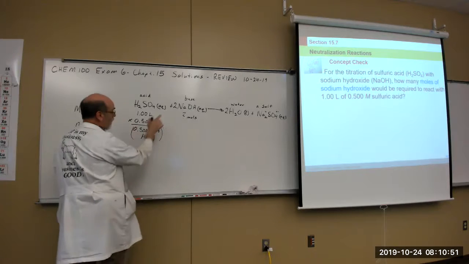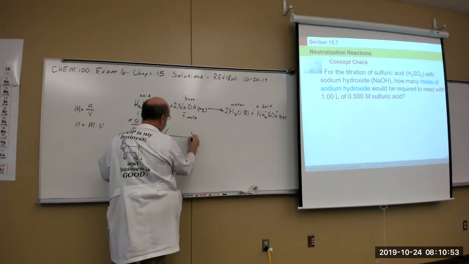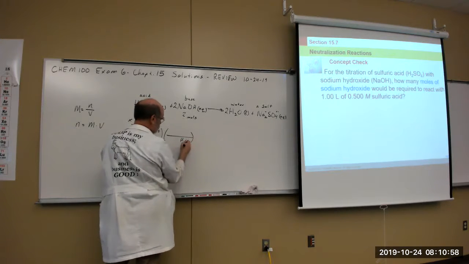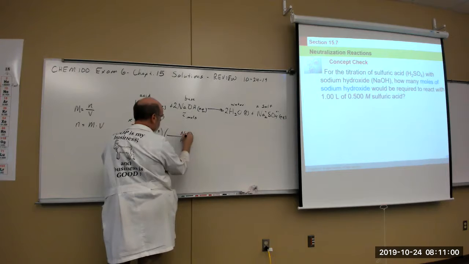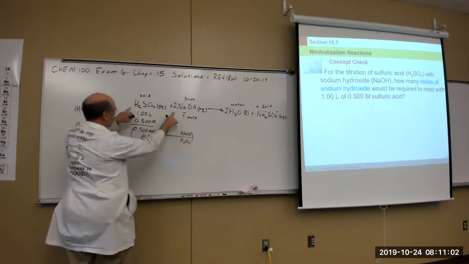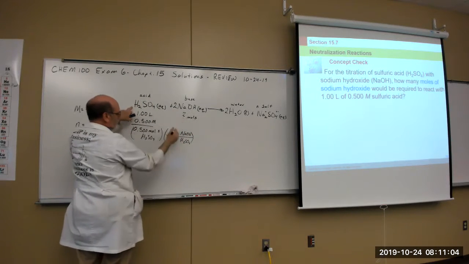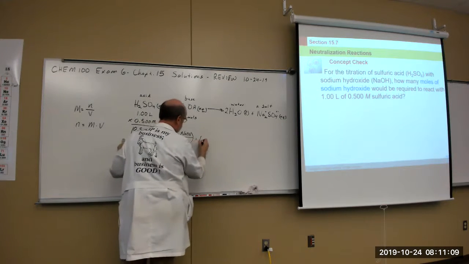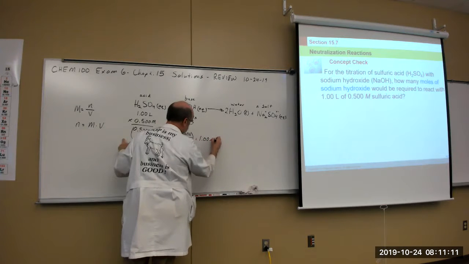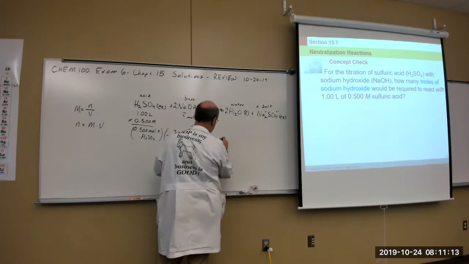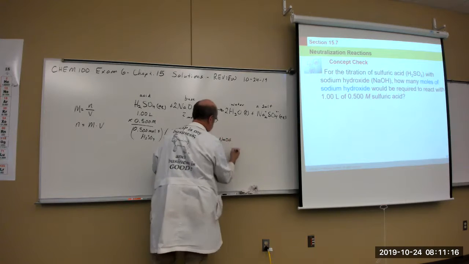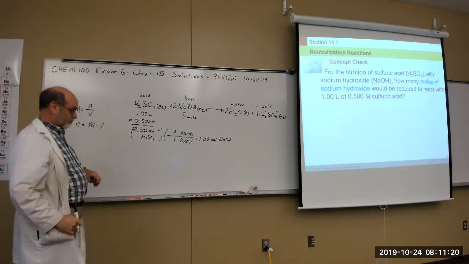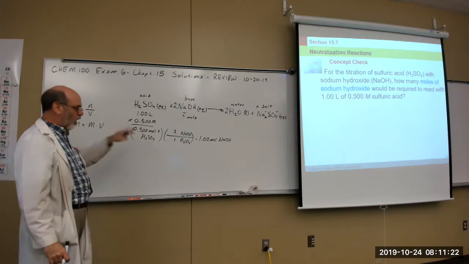Now we can convert that to sodium hydroxide, to find out how much is required. Just like any other equation, your conversion factor comes from the coefficients. So we have a 2 here and a 1 here. So it turns out we need that many moles of sodium hydroxide. Okay? Now that's the quantitative approach.